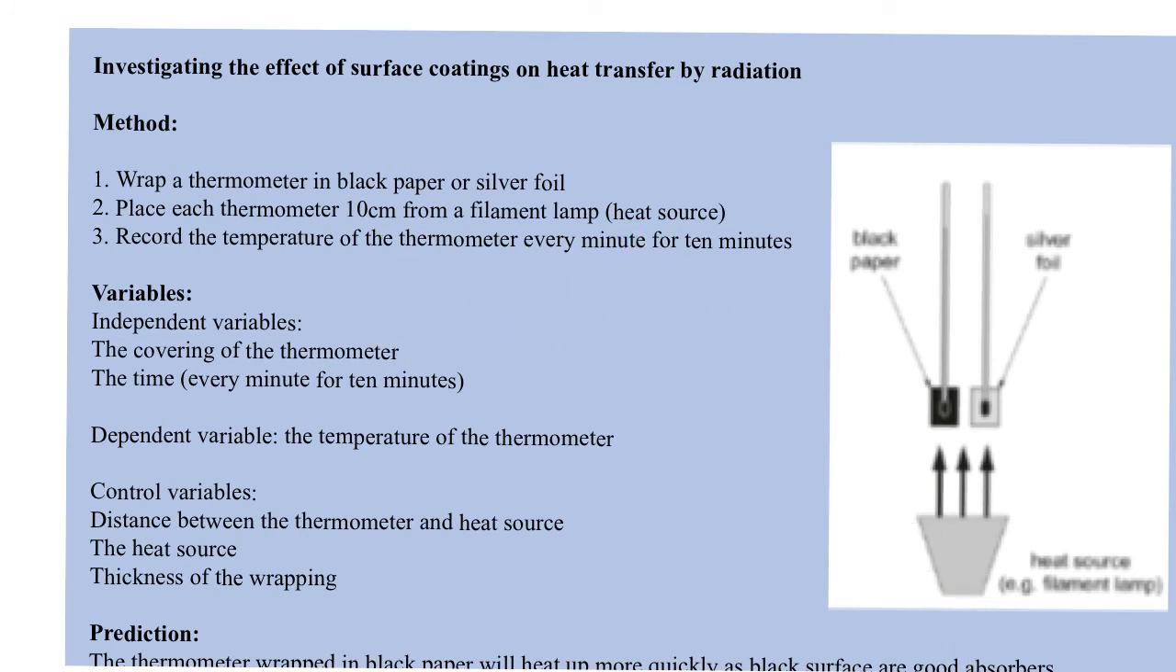It could be a heater, it doesn't necessarily have to be a lamp, but something which will give out heat and will give it out continuously at the same level. I don't want a heater that will turn up to maybe 100 joules and then suddenly it's down to 10 joules. I need to have consistency. So first thing, wrap each in black paper and silver foil. Place each thermometer 10 centimetres from a filament lamp.